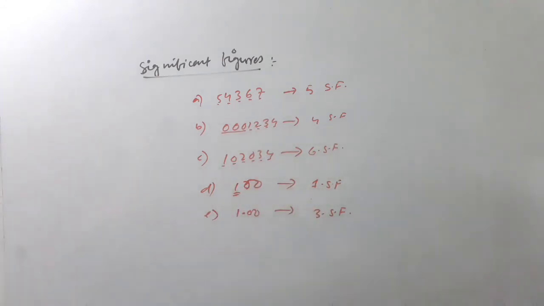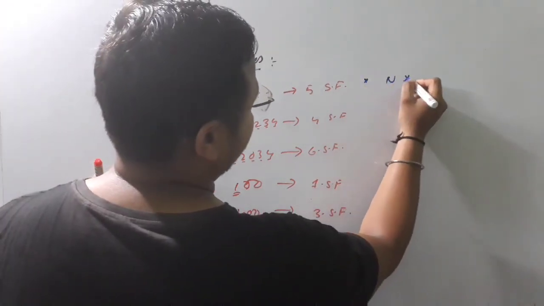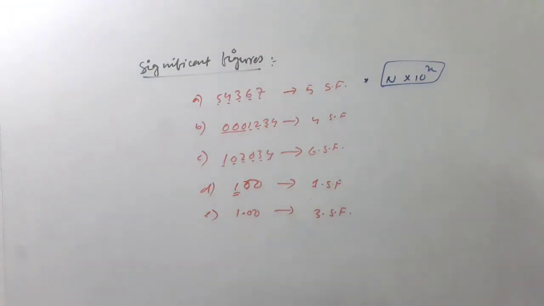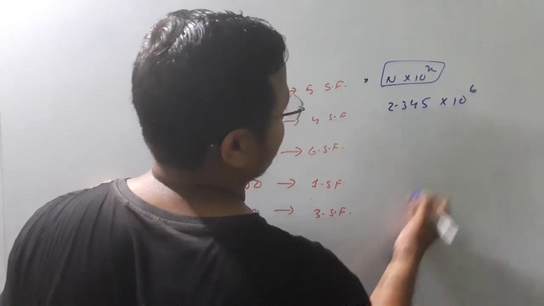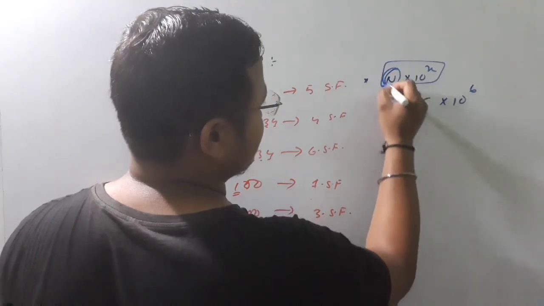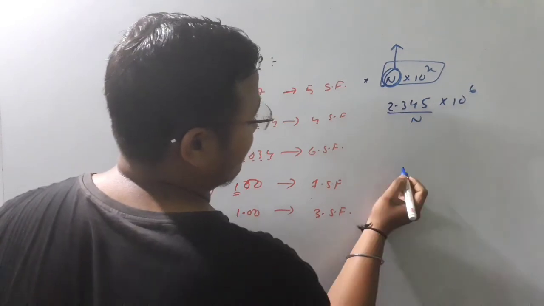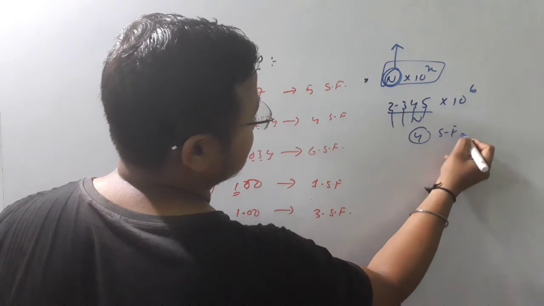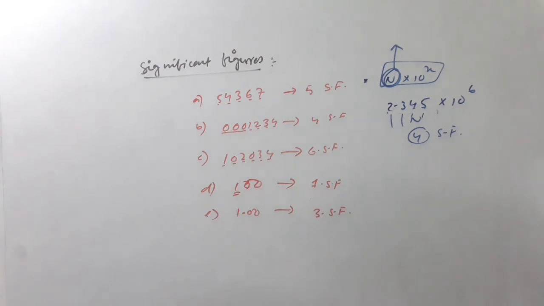Now regarding this, guys, you will have another problem: numbers expressed in the form of scientific notation, N into 10 to the power n. From here also you may be asked sometimes to calculate the number of significant figures. Suppose I have 2.345 into 10 to the power 6. In this case, the value of this capital N will define the number of significant figures. So here this is the value of capital N, right? All are non-zero: 1, 2, 3, 4. So how many significant figures in this number? We will have 4 significant figures. Okay guys, I hope you understood all these things, right?